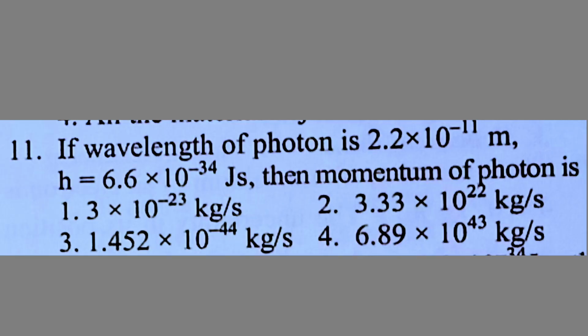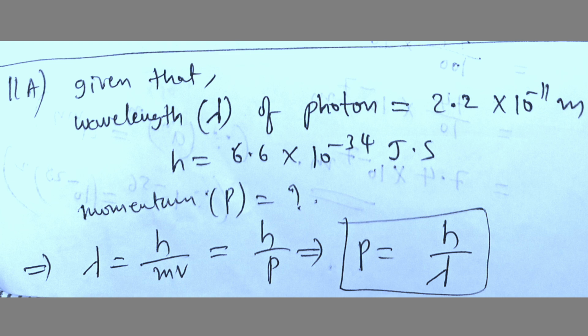Now the next problem is, if wavelength of photon is 2.2 into 10 to the power of minus 11 meters, h value is equal to 6.6 into 10 to the power of minus 34 joule second, the momentum of photon is, now let me do the answer. Given that wavelength lambda of photon is equal to 2.2 into 10 to the power of minus 11 meters, h value is equal to 6.6 into 10 to the power of minus 34 joule second.